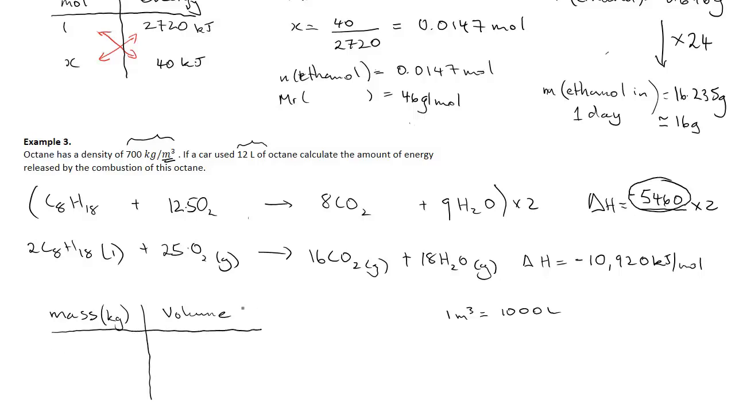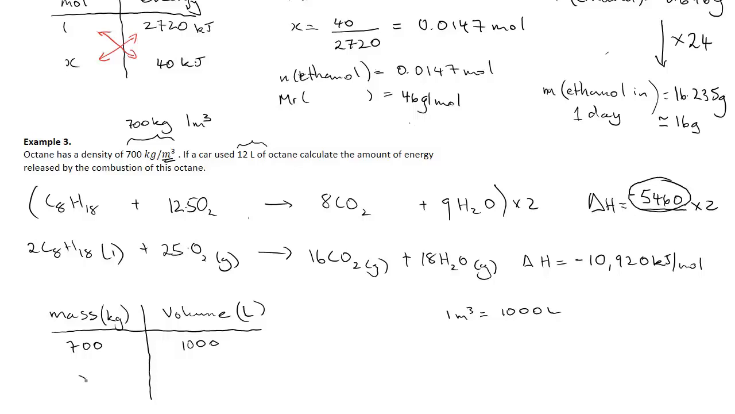I don't leave my volume in liters. I prefer working with liters. 700 kilograms of octane takes up a volume of 1 meter cubed. So 700 kilograms requires 1 meter cubed. Okay, so instead of writing 1 meter cubed, I'm going to convert my meter cubed into liters. So 1,000 liters.